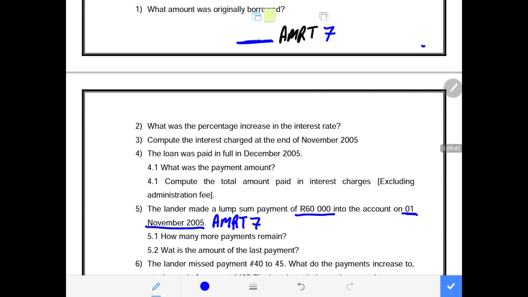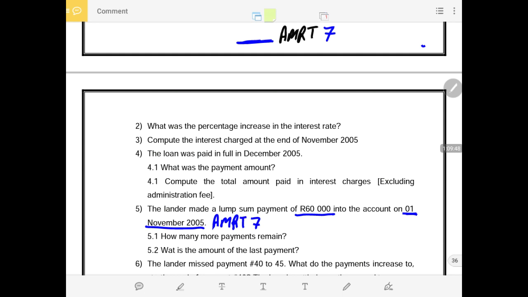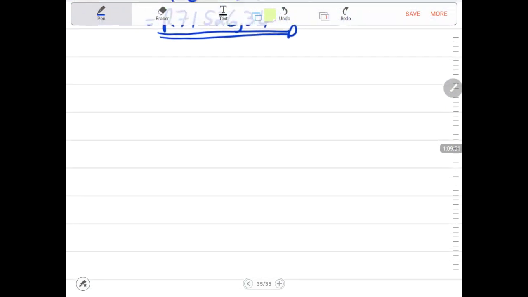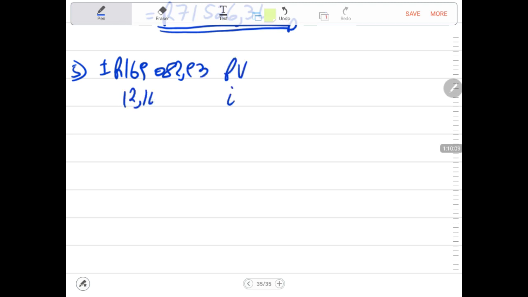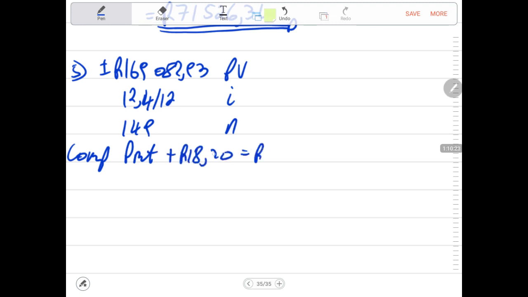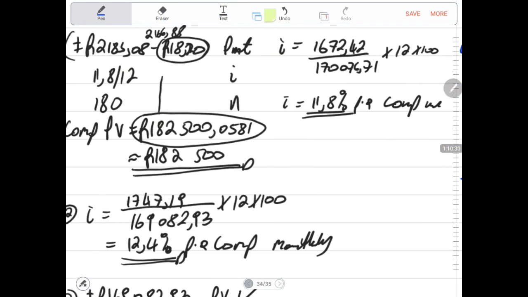If you create your calculator, you then now need to do the recalculation of the PMT. There's a likelihood that maybe you have forgotten to do that. So now it will be plus minus 169,082.93. If you remember, this was our PV. Our interest is still 12.4%, 12.4 divided by 12. Our N is 149, and we compute our PMT plus 18.20. It will give us PMT equals 2,247.20. This is what we calculated before.